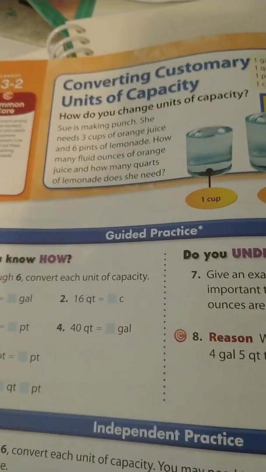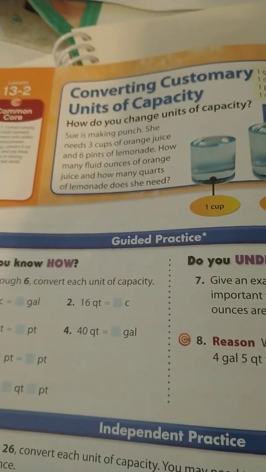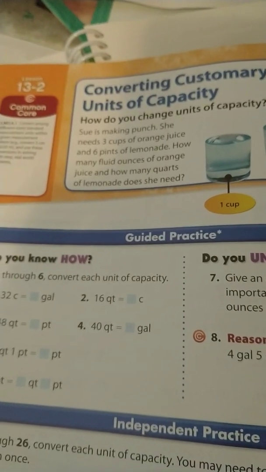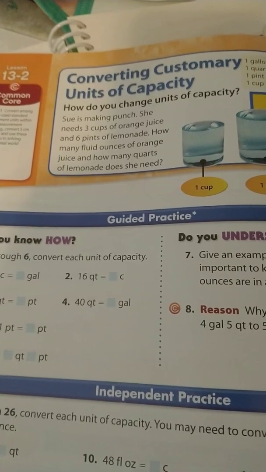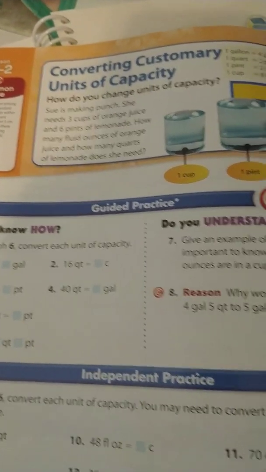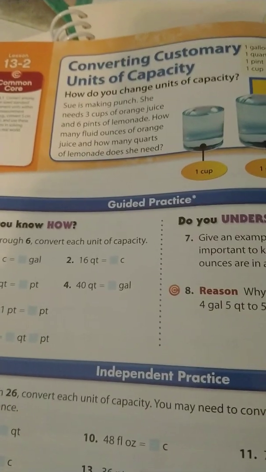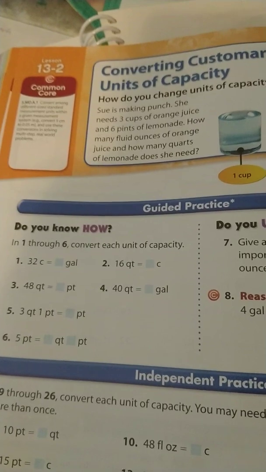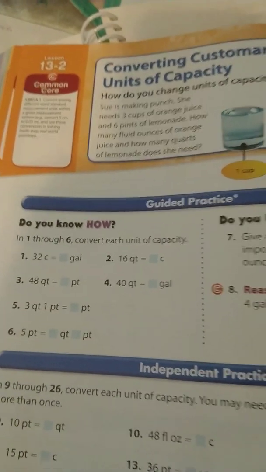Good morning. It is lesson 13-2, converting customary units of capacity. It is going to be the same thing as yesterday, same exact steps, where you're converting one measurement to another measurement. You're going to multiply, you're going to use fractions, and you can set your fractions up by making sure that your labels cross each other out.